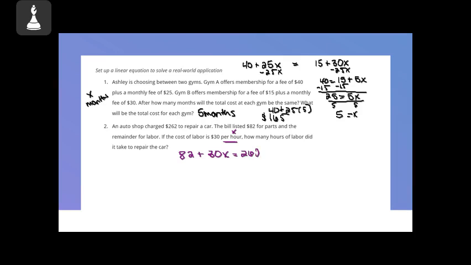So once we got it set up, we're going to solve. I'm going to subtract 82 from both sides. I have 30x equals 180. Then I need to divide by 30 to get x equals 6, not 66 hours. And that is all it asks for. How many hours did it take to repair the car? 6 hours.